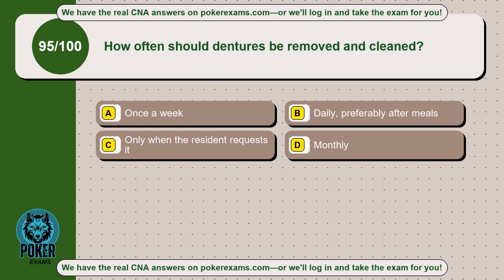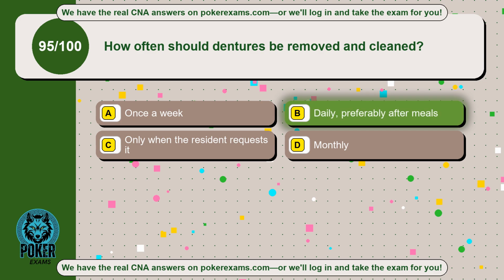Question 95. How often should dentures be removed and cleaned? Option A, once a week. Option B, daily, preferably after meals. Option C, only when the resident requests it. Option D, monthly. The correct answer is option B.